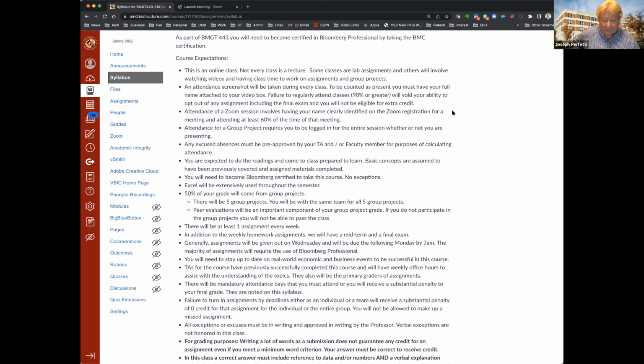The cadence for individual assignments: there are 11 individual homework assignments spread out over the semester, basically 1 a week. Assignments will generally be given out on Wednesday, and they'll be due by Monday at 7 a.m. The vast majority of them will also require the use of Bloomberg.